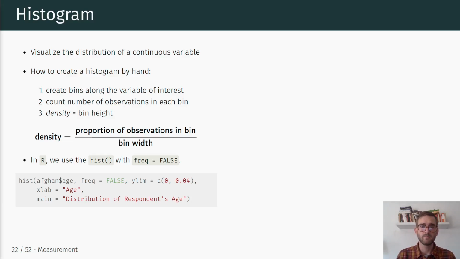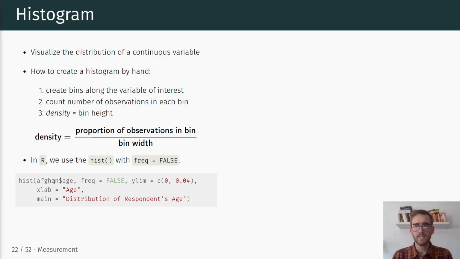and then plot basically the number of observations as the height of those bins. All right, and so usually with histograms, the way we visualize this is by plotting the density, which is the proportion of observations in a specific bin divided by the bin width. Okay, and in R, in order to produce these plots, we use the hist command for histogram.